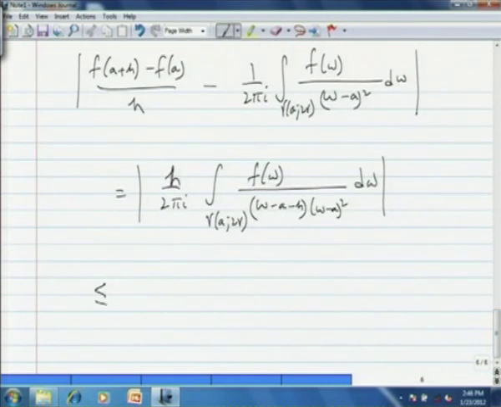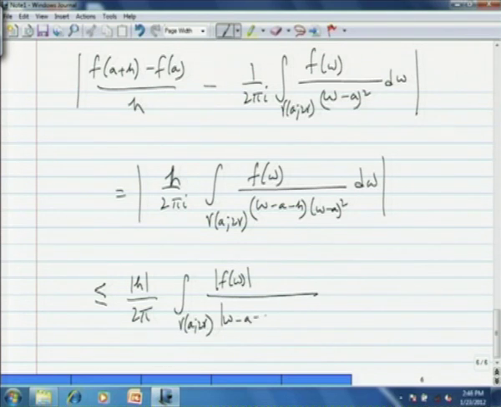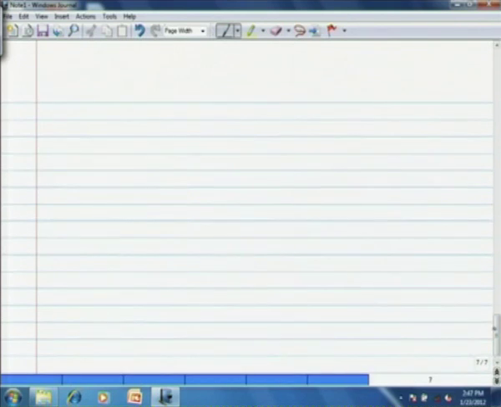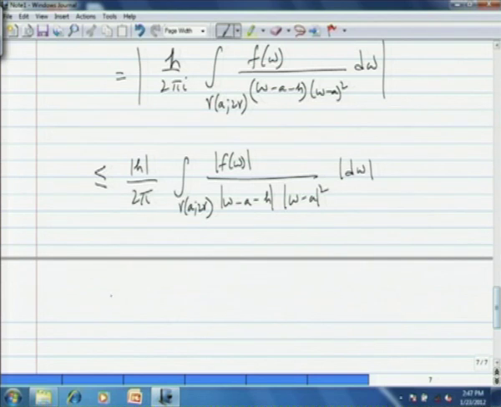So, this is less than or equal to the modulus of h by 2 pi times the integral over gamma a to r of the modulus of f of w divided by the modulus of w minus a minus h times the modulus of w minus a squared times the modulus of dw. That is by the estimation theorem. And this is less than or equal to the modulus of h by 2 pi times... we know that the modulus of f of w on gamma a to r is less than or equal to m, because f is bounded on a compact set.